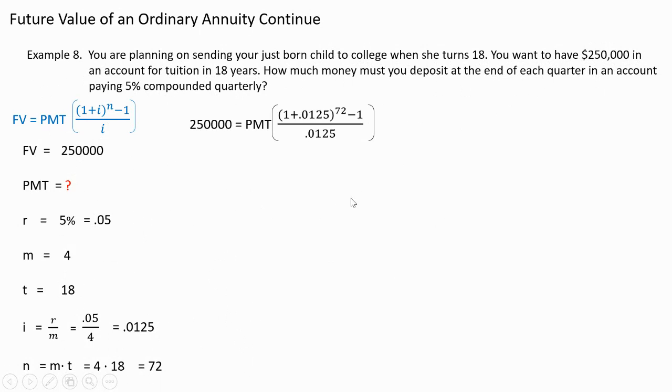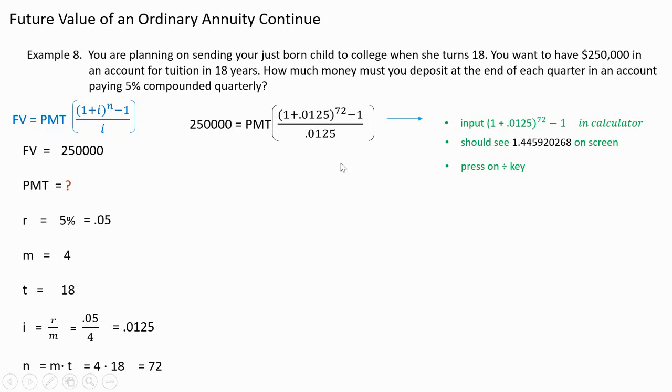So here, guys, I'm going to do it the way I did in the calculator. First, I'm going to put the 1 plus 0.0125 to the 72nd power minus 1 in the calculator. There it is. You should see 1.45920268 on your screen.